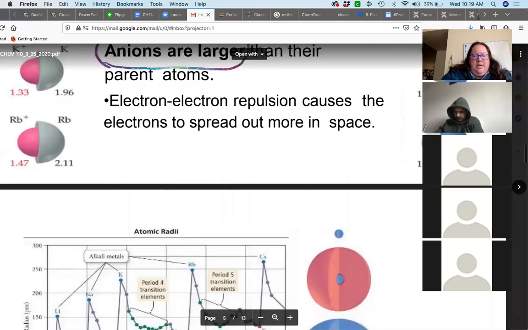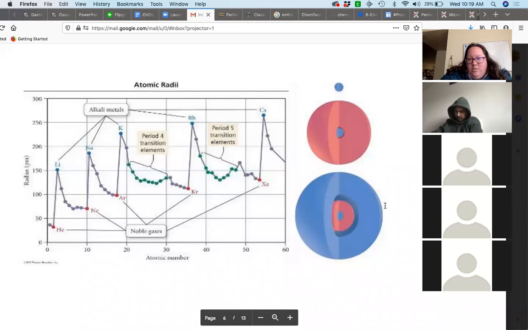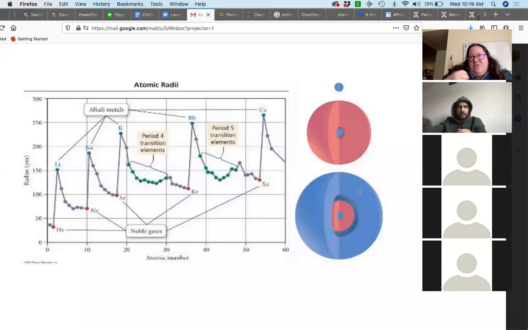Okay, here's another really cool representation of that. I want you to take a look at this diagram. On the right-hand side, this is the size of a 1s. This is the size of a 2s. And this is the size of a 3s orbital. When you think about that size, I want you to think about the fact that that's really the representation of where you're most likely to find electrons.